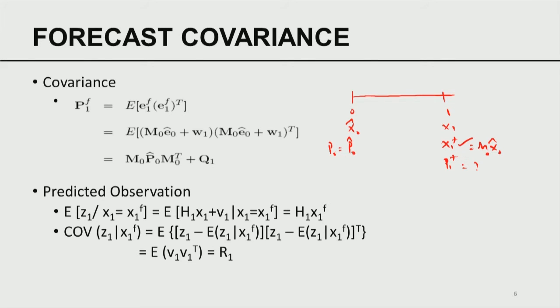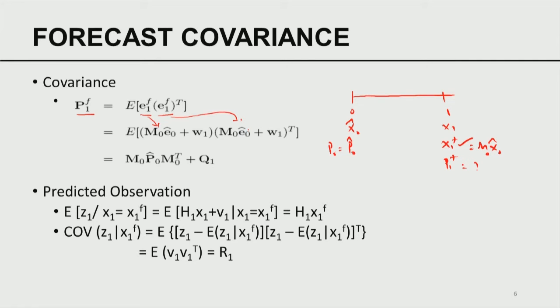If you understand this step, the step of going from k to k plus 1 will become trivial. So P1f is equal to E of e1f times e1f transpose. e1f from the previous page is this expression, that is that expression. There are 2 terms in each. If you multiply, there are going to be 4 terms.